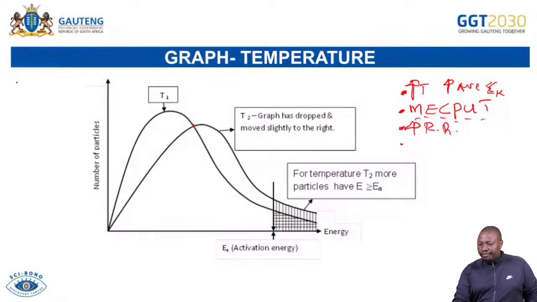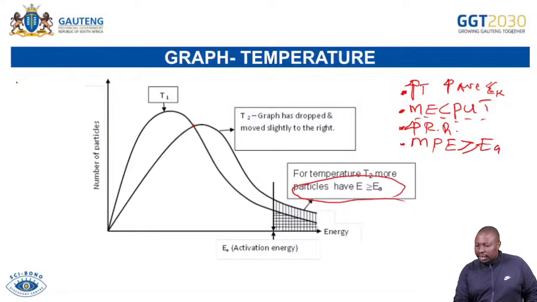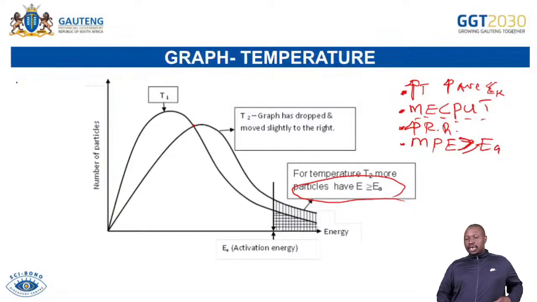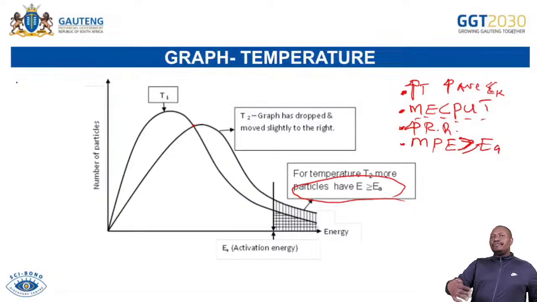If you have more than 3 marks, you can as well say more particles will have energy greater than or equal to the activation energy. So those are the bullets, and that is how you will follow them as you deal with this question.